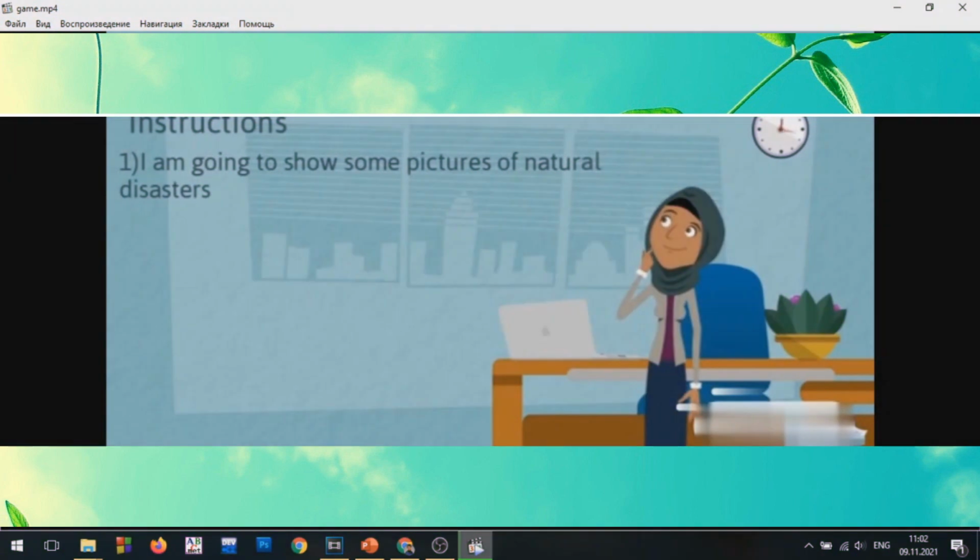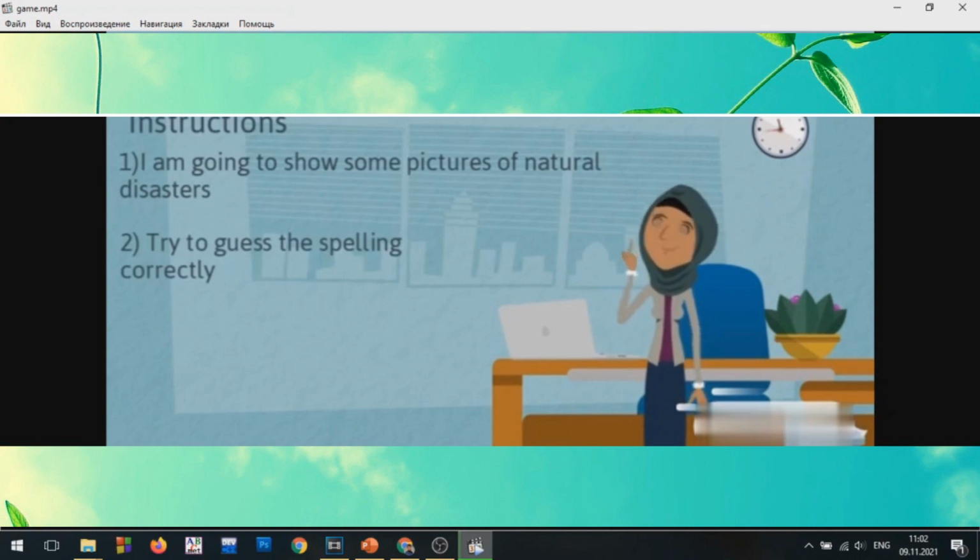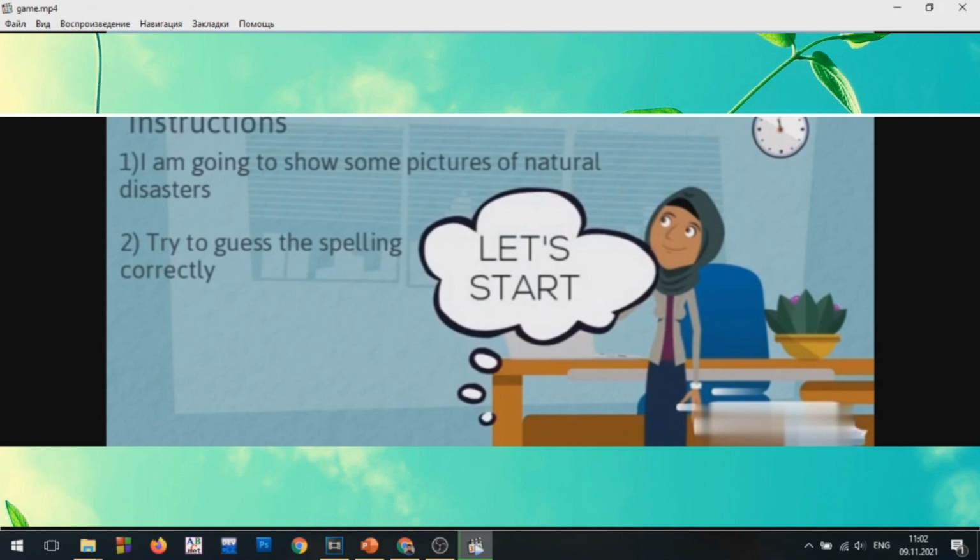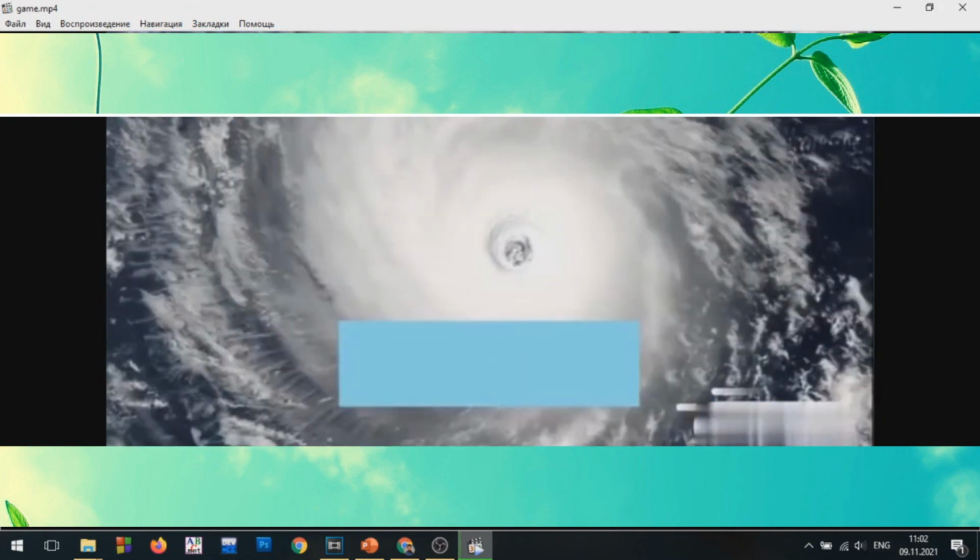Now let's play a guessing game. I am going to show some pictures of natural disasters. Try to guess the spelling correctly, be very attentive and repeat after me. Let's start.